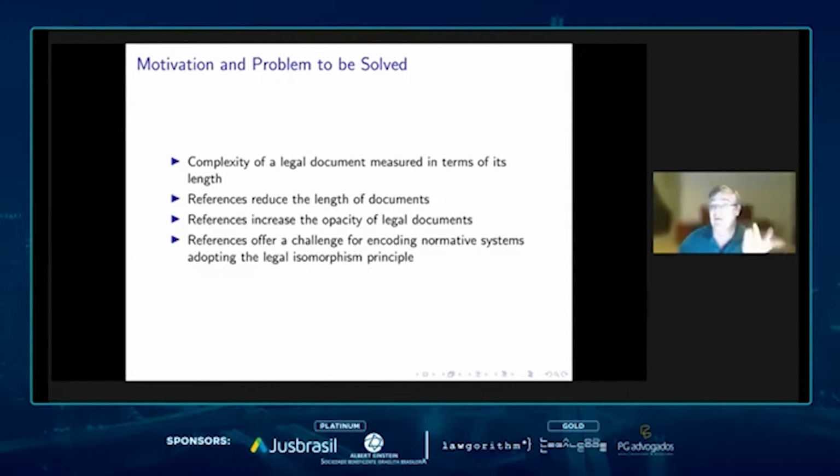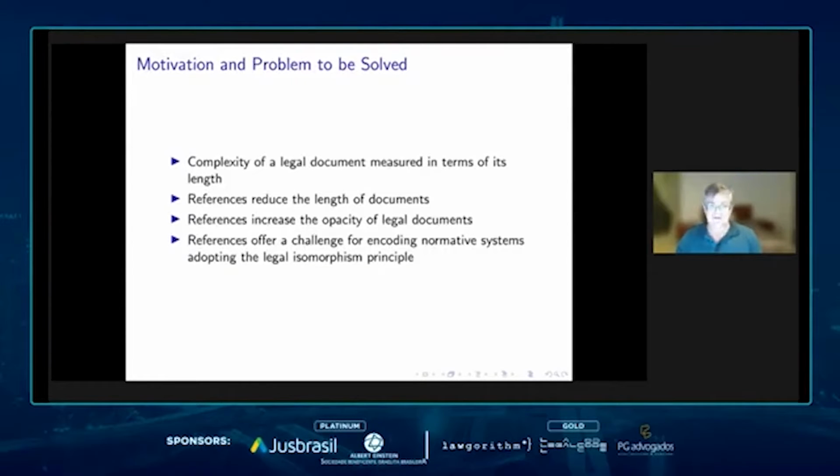First, when you have references, you introduce a level of opacity because you can just see a reference to a section, but you don't know what the section is about, or what the content of that particular section is. And on the other side, if we want to encode normative documents, normative systems, taking a Ruler's Code approach, we have a problem if we use references because they reduce the opportunities to encode or translate using the isomorphism, the legal isomorphism.